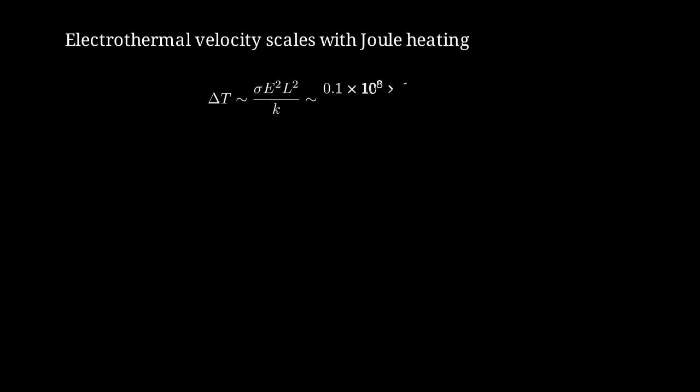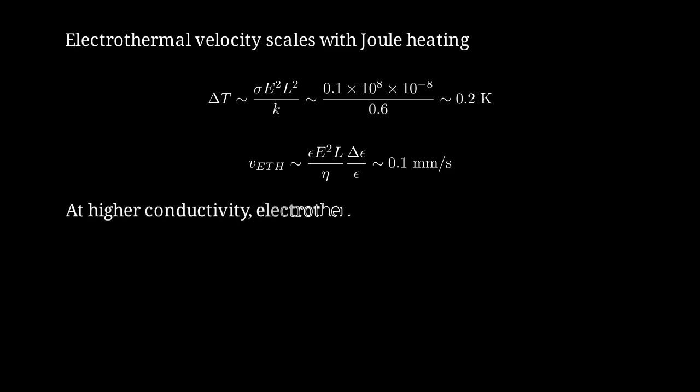For moderate conductivity, sigma is 0.1 Siemens per meter, E squared is 10^8, L squared is 10^-8, thermal conductivity K is 0.6. Temperature rise is about 0.2 Kelvin. The electrothermal velocity is then about 0.1 mm per second. So ACEO dominates, but only by a factor of 10.